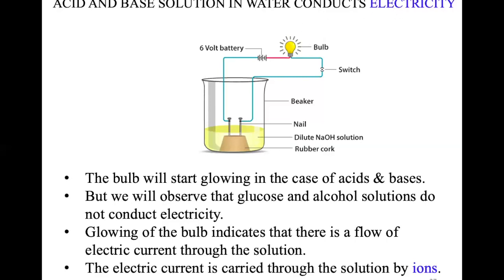Okay, so the final statement comes over here. The electric current is carried through the solution by the ions. If the bulb glows, then that means the current is flowing, and that means ions are formed. So in an exam, when such a question is asked, always draw this figure. Please try to draw a figure in such type of question.